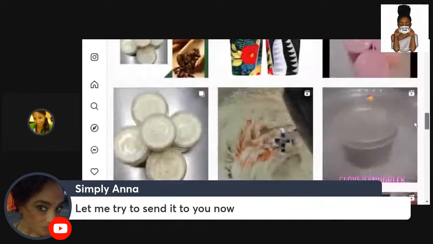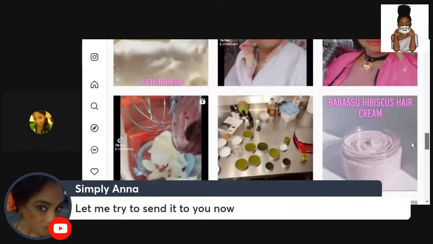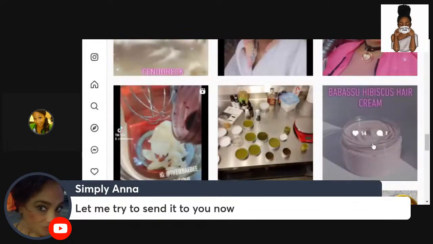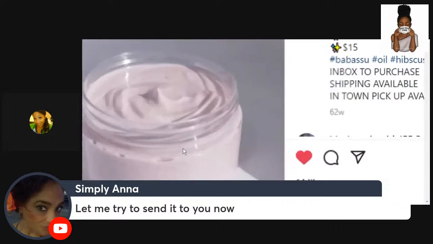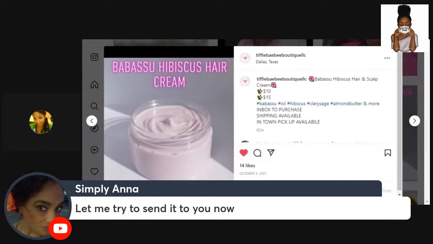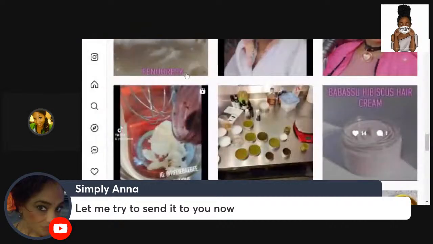I'm going to do a twist out and take it down. Here we go, let me show you this. This is what I have. It's awesome. This is the hibiscus hair cream for your hair and your scalp. Her prices on here are $10 and $15, but you can also send her a message.